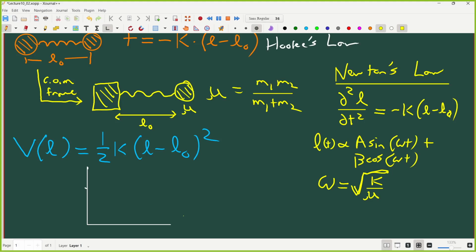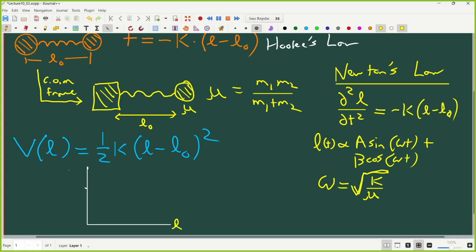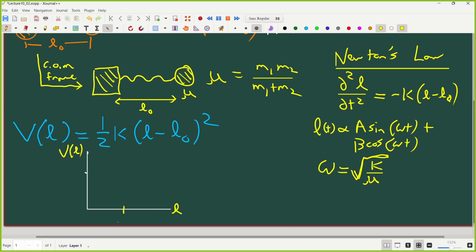So we'll put length on our x-axis and energy, potential energy on our y-axis. Our potential is centered at L naught, the rest length of the spring, and the energy increases quadratically as a function of displacement.